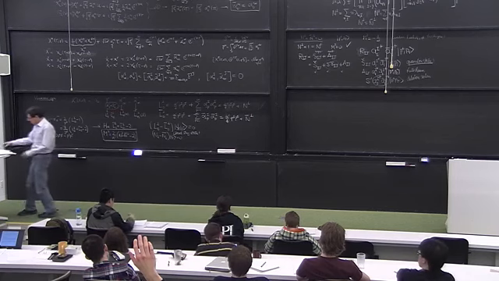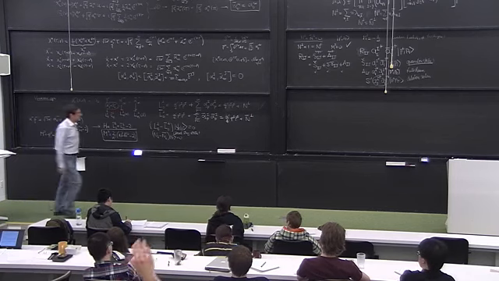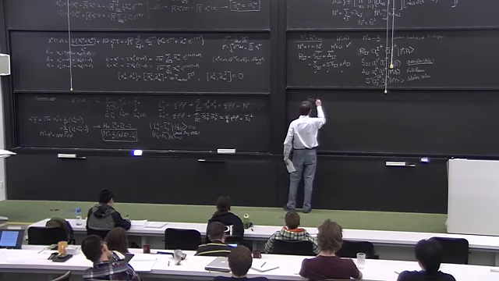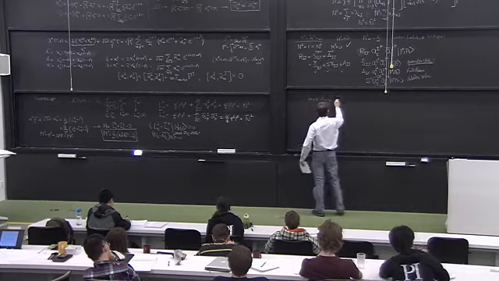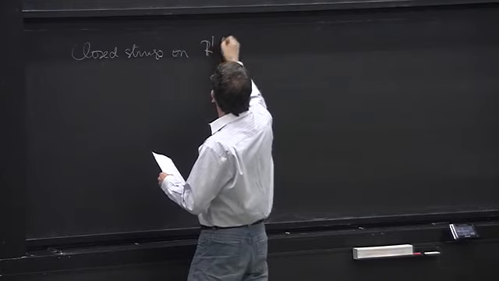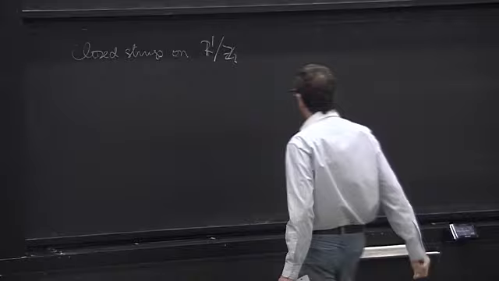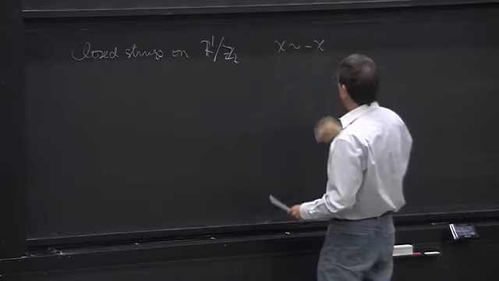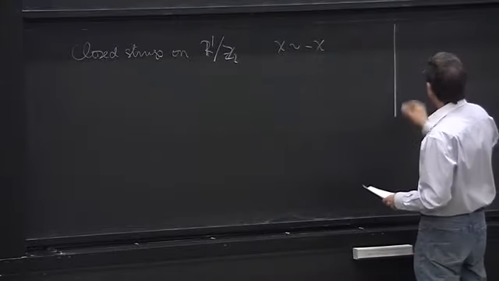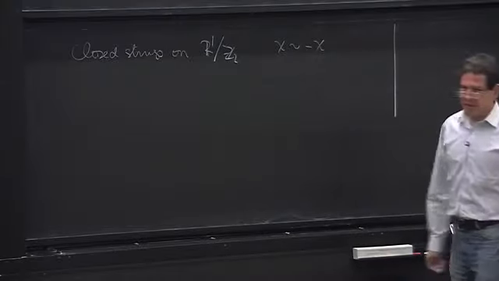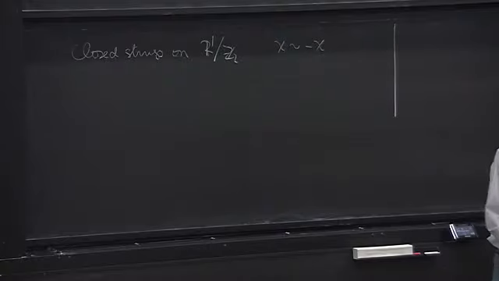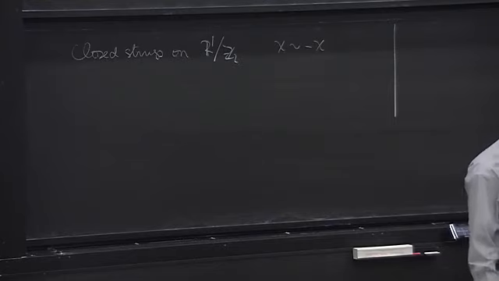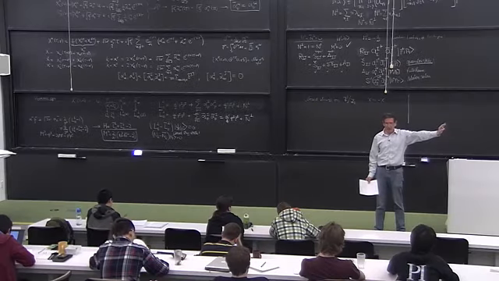So, closed strings on R1 over Z2. What was R1 over Z2? It was the real line where you let x equal to minus x, so it's half the line. Now, strings live in many dimensions, so you're going to do the orbifold in just one dimension. You're going to take one of the many spatial dimensions of string theory and just orbifold in one. Yes?